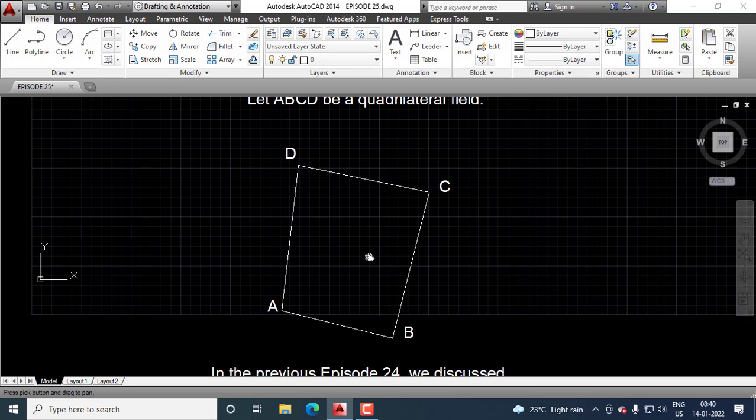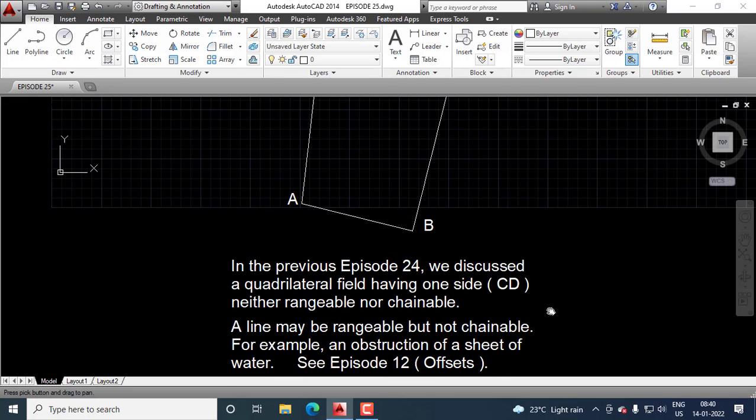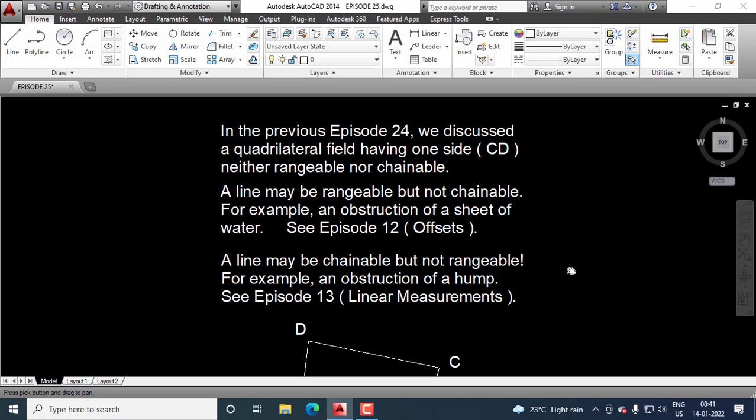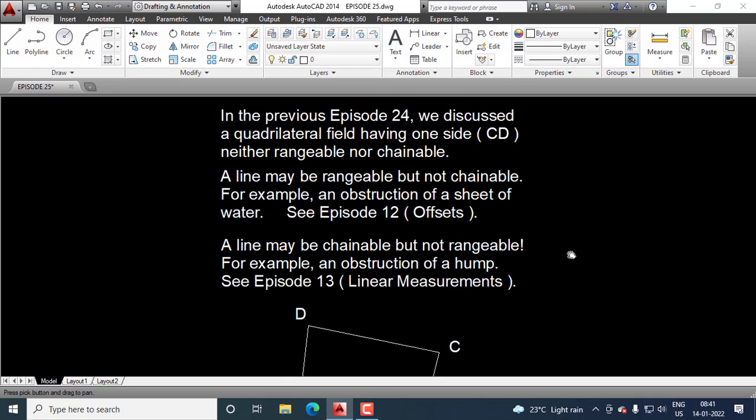In the previous episode, we had the field having one side neither rangeable nor chainable. In this episode, these two sides are neither rangeable nor chainable. A line may be rangeable but not chainable, for example, an obstruction of a sheet of water. See episode 12, offsets. A line may be chainable but not rangeable, for example, an obstruction of a hump. See episode 13, linear measurements.